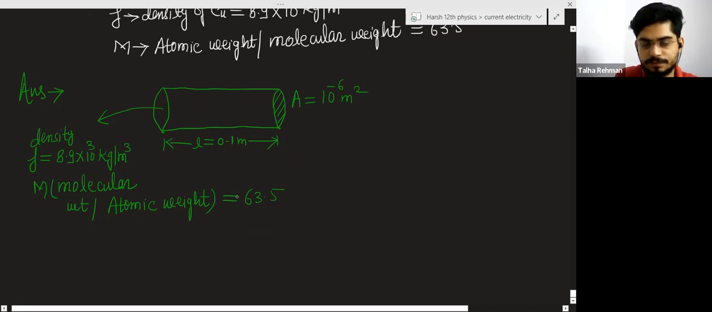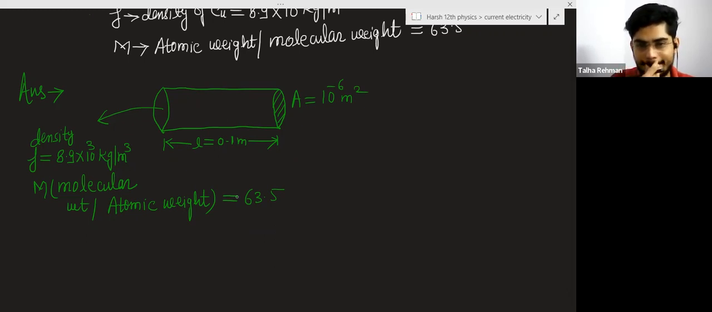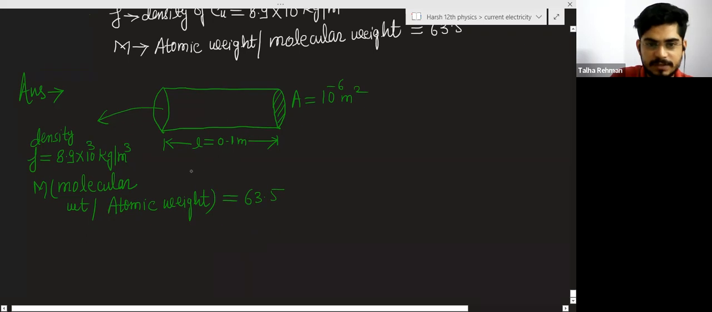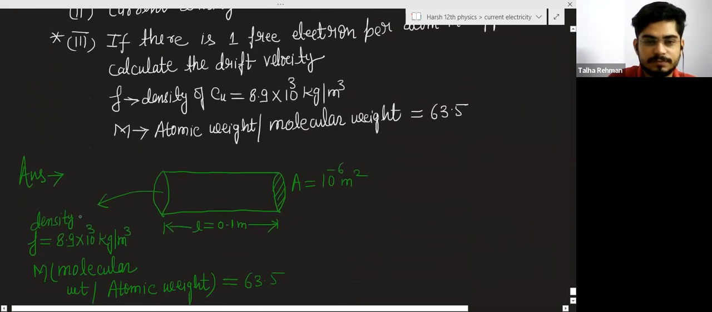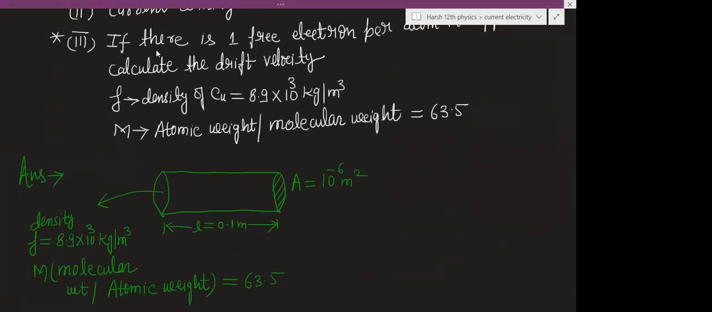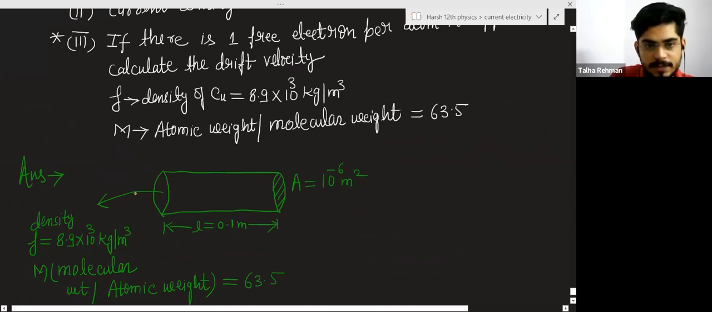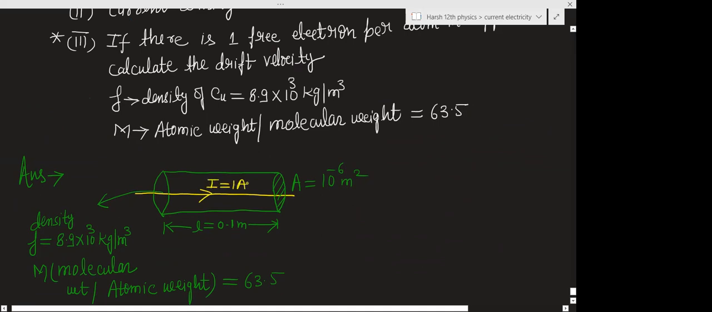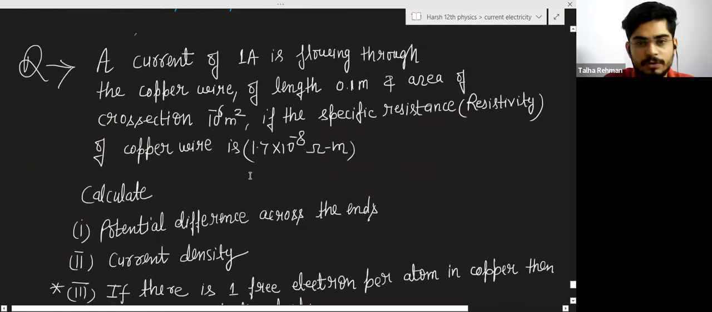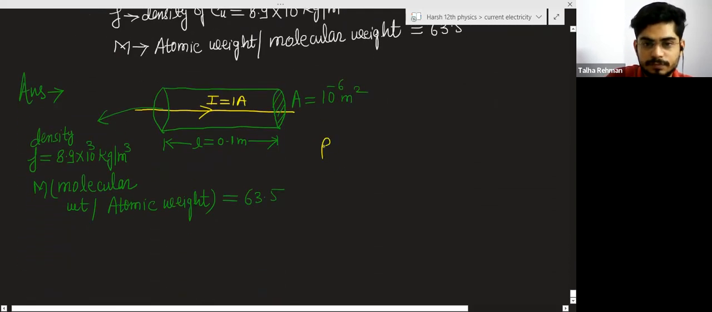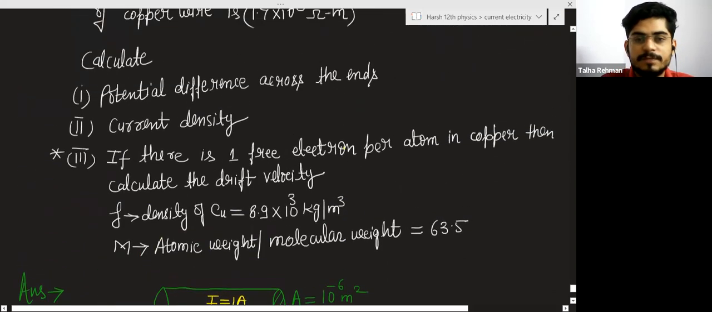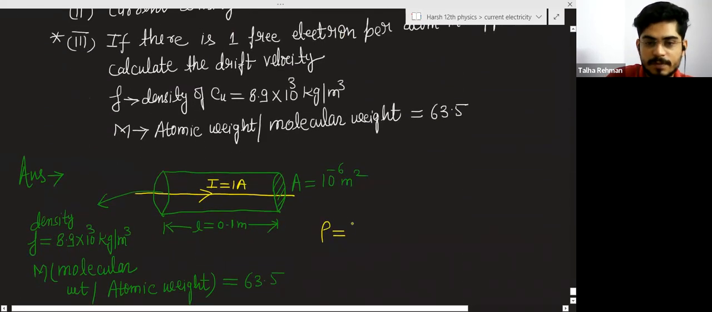So see here now. The first part of the question is they are saying a current of 1 ampere is flowing in this wire. This is a wire and this current is flowing like this. And this current is given as 1 ampere. Okay, 1 ampere current is flowing. And resistivity is given, rho. What is the value of resistivity? 1.7 into 10 to the power minus 8.